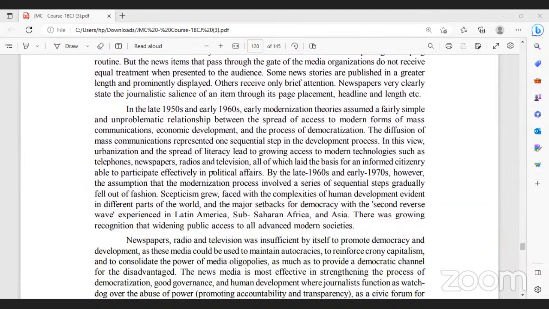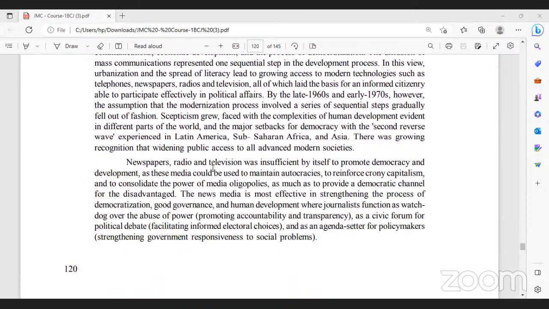Newspapers, radio, and television are also an extended form of the fourth estate. But we see that media could be used to maintain autocracies, unfortunately, and reinforce capitalism and consolidate the power of media oligopolies. This is during the era of modernization, from the 1950s after the Second World War, when it was only a representation of the elite class.